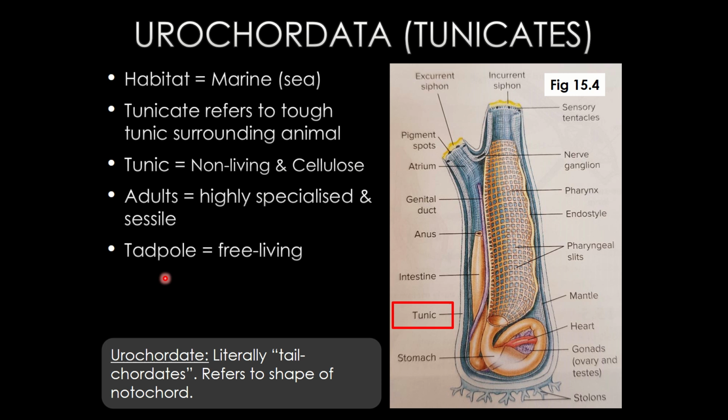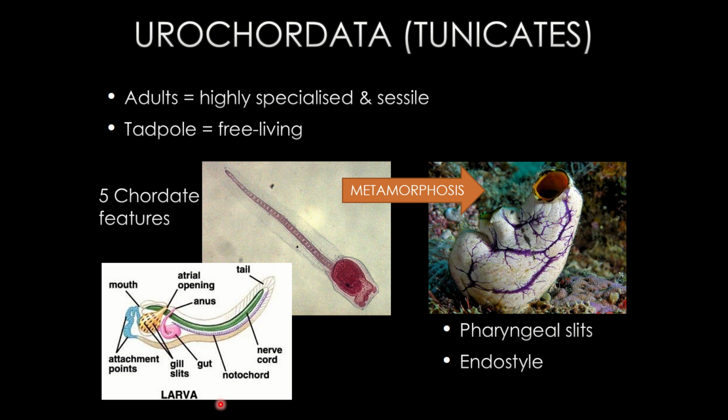Okay, Urochordata literally means tail chordates, and refers to the shape of the notochord. We're going to get there in a moment. Okay, this is the Urochordata. So adults are highly specialized, tadpoles are free living.